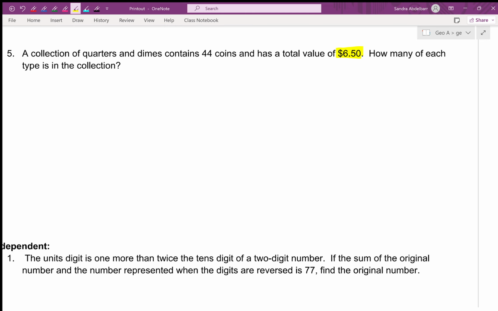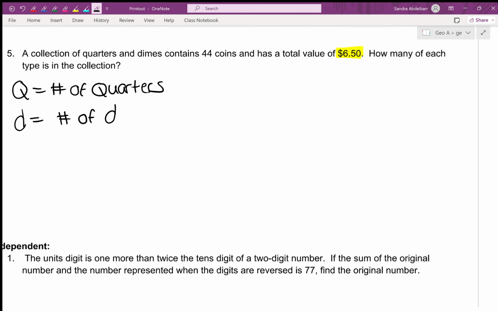So I'm going to let Q equal number of quarters, and we'll let D equal number of dimes. First sentence: a collection of quarters and dimes contains 44 coins. That is my first equation. Are they talking about the financial value, or just the physical number of coins we have? Just the physical number of coins. So this is just going to be Q plus D equals 44.